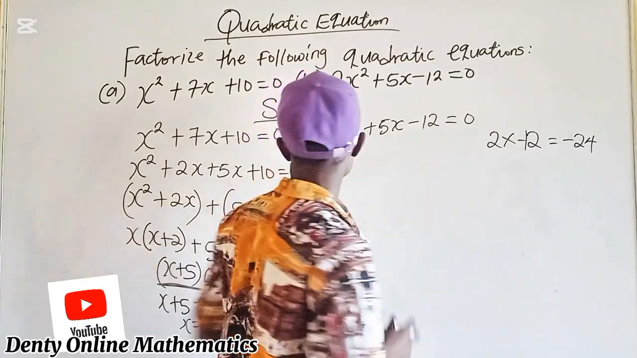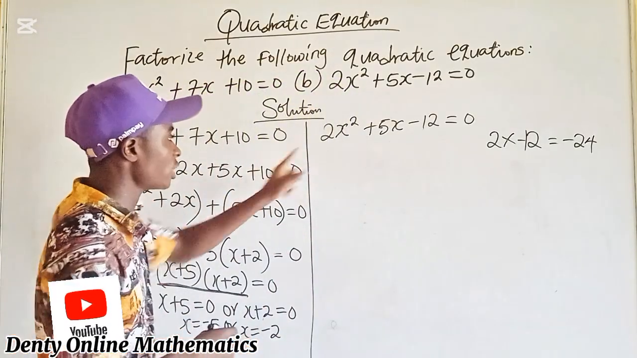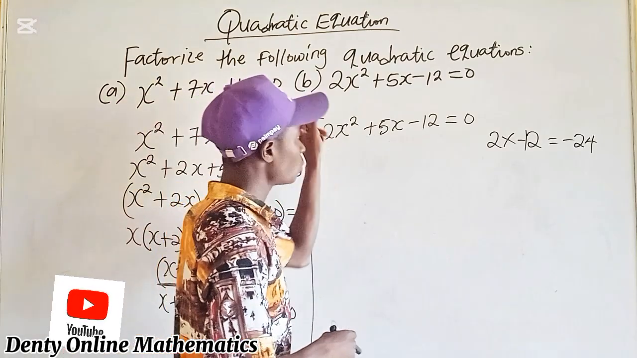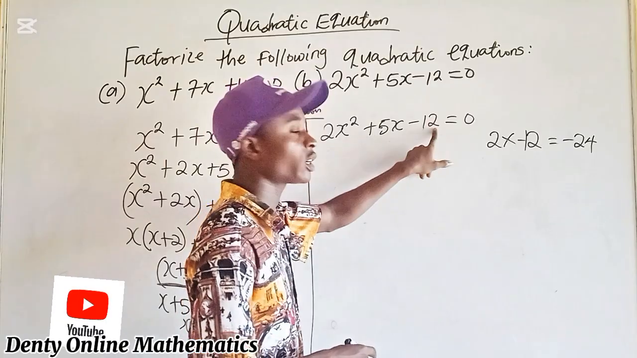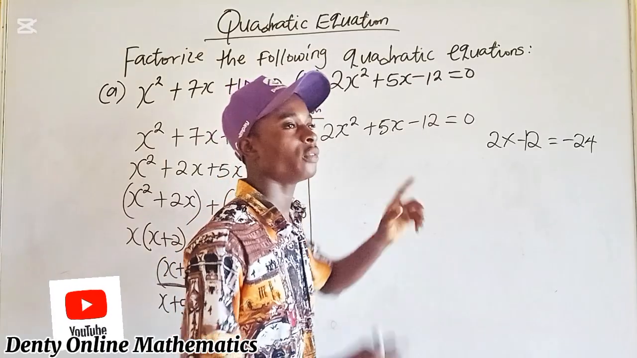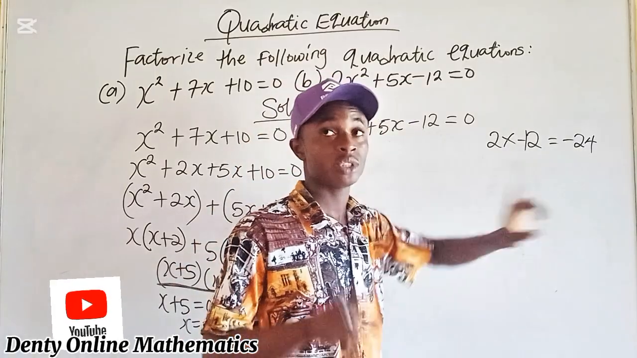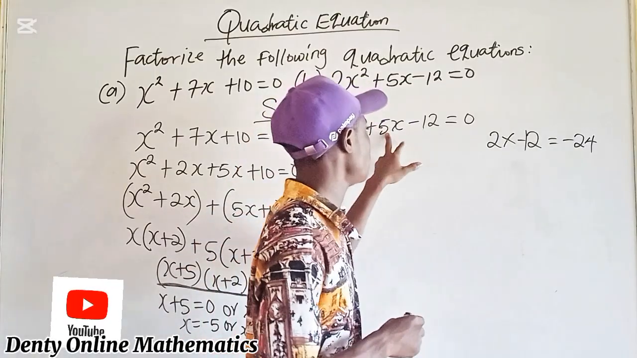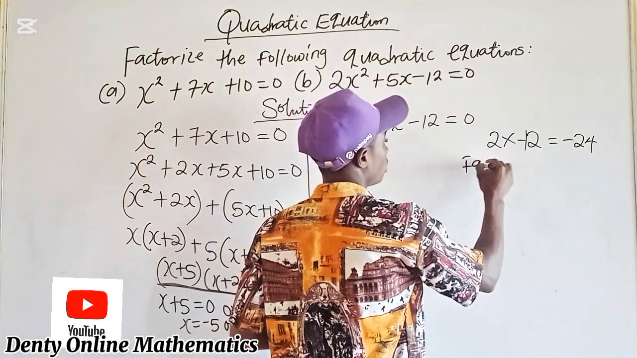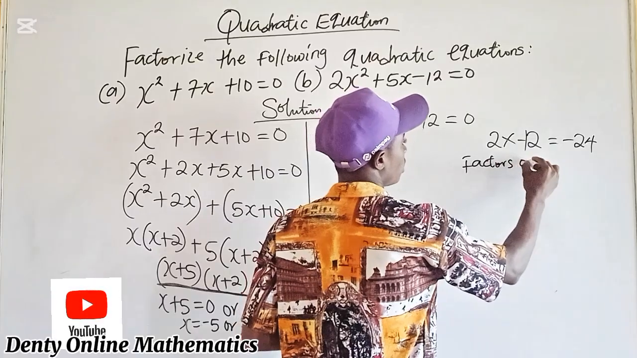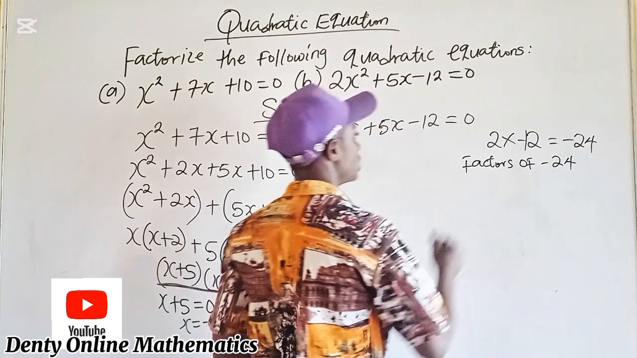Remember why I'm doing this? In this case, there is no constant factor here, but we have 2 here. So you always use the coefficient of x to multiply the constant term. Then you look for the factors of the constant term that, if you multiply them, you will have the constant term, and if you add or subtract them, you have the middle term. Now let's look for the factors of minus 24. Take note of the sign, minus 24.